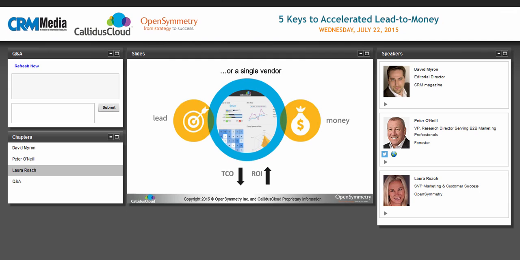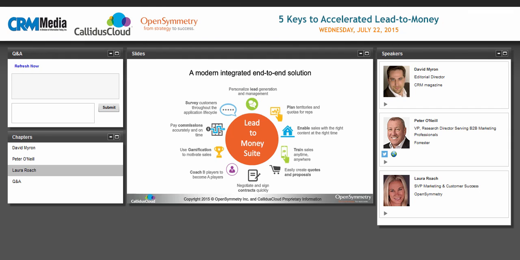Now you can look at your lead all the way to money, that whole customer and lead to money process, and get a lower total cost of ownership and increase your return on that investment. It's a modern, integrated, end-to-end solution. So remember my slides earlier about the customer journey. Callidus Cloud is uniquely positioned to help support this entire end-to-end process, from knowing your customers up front and throughout their journey with you.